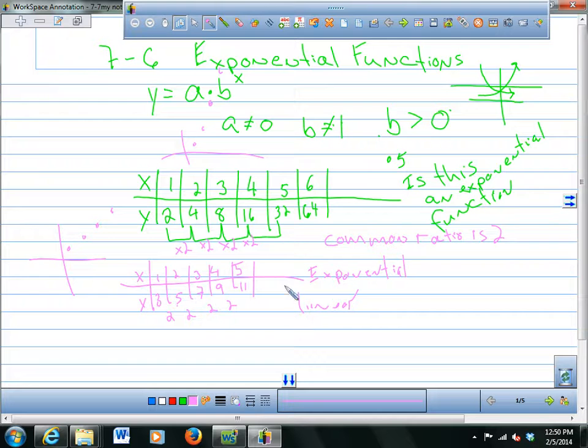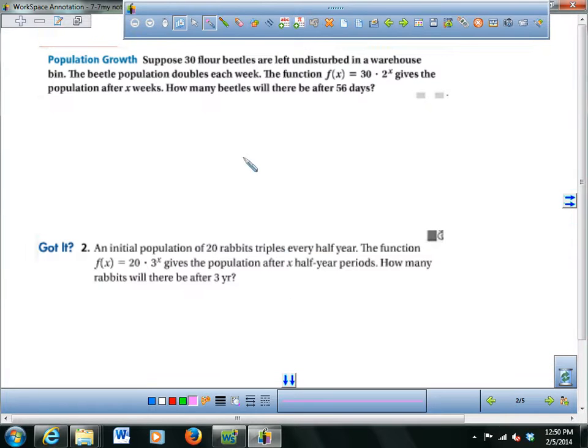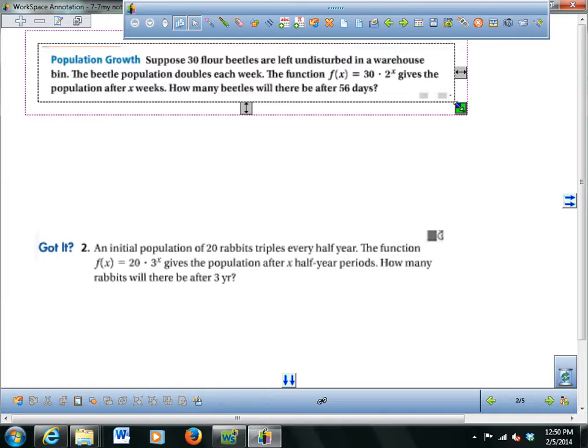Okay? So exponential functions go up or down by multiplication. Linear functions go up or down by addition or subtraction. So I made a nice note here. And the reason we like exponential functions is because they can model real life things that are going on.